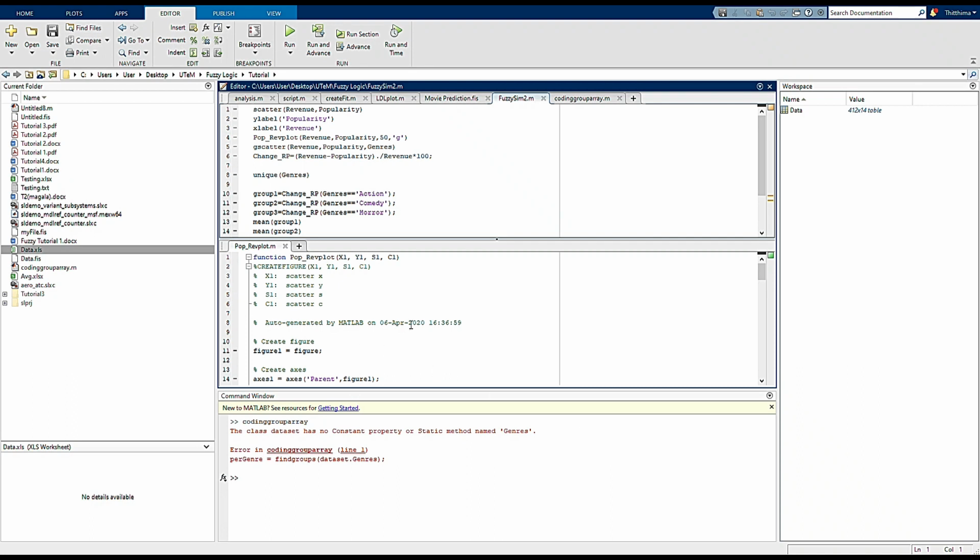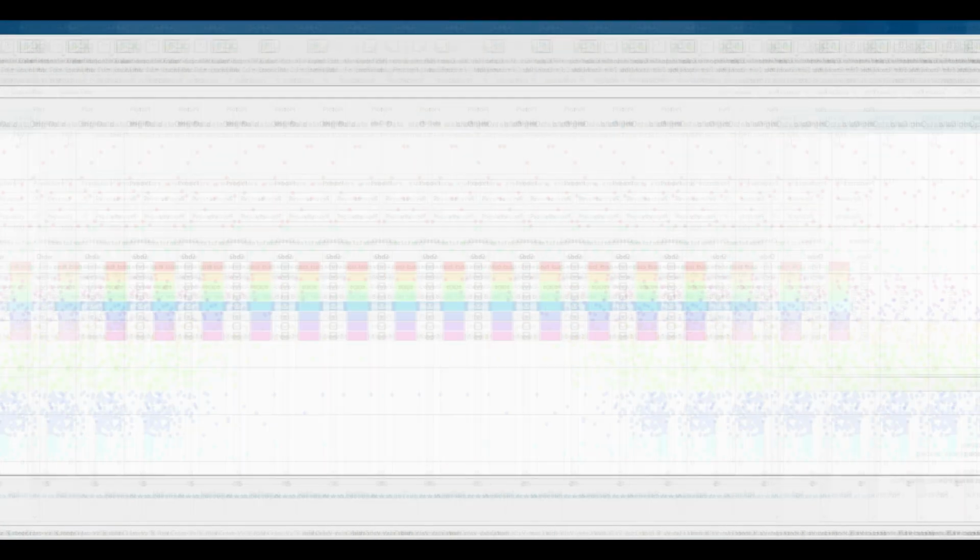So our code at first plots the scatter graph, then it calculates the mean, then it calculates the test. After that, it generates rules and generates the membership function graph, and at the end it can do prediction on the popularity of the movie.